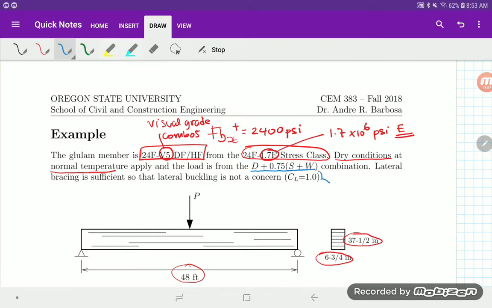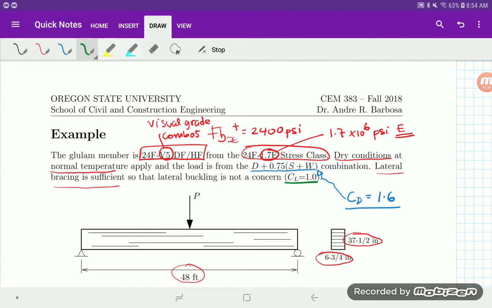So anytime we have wind loads or earthquake loads, our CD factor is going to be 1.6. We've seen that in our tables before. You guys have done that on the homework. But you can always go back to your load duration table to check this number. But CD is 1.6. We're also going to be assuming that our lateral bracing is sufficient. So that means really that we're going to take CL as 1.0. Okay, and we'll see where that shows up shortly.